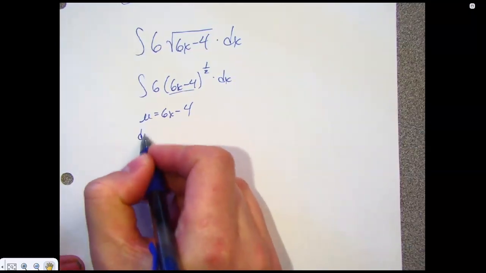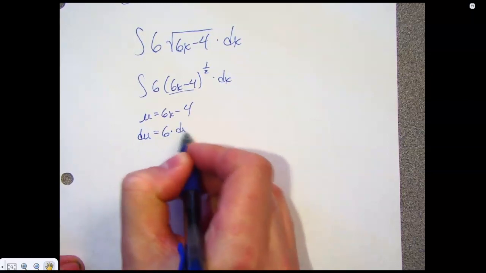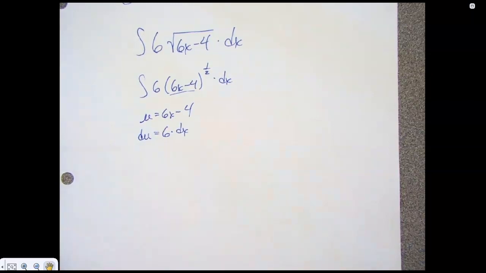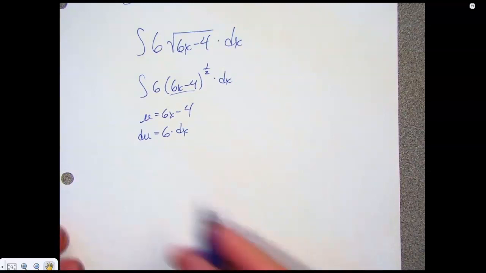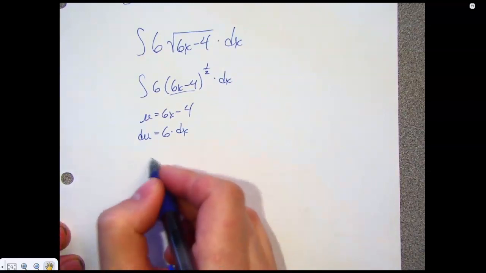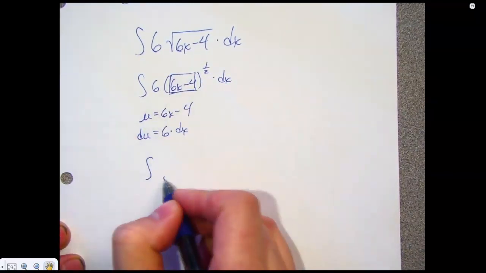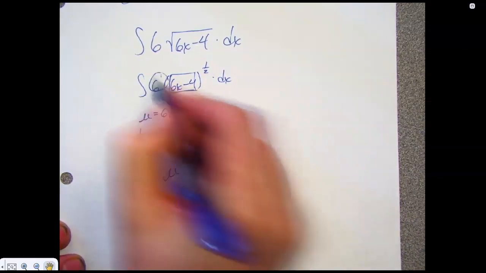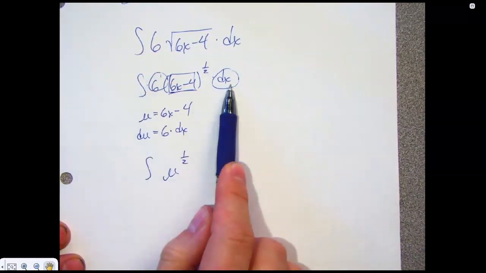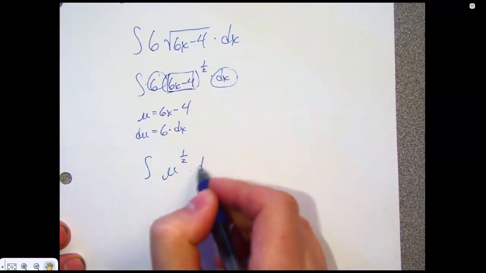Then I'm going to go, okay, du is then 6 times dx. So I'm skipping that, du over dx. And then I'm going to plug back in. So 6x minus 4 is u to the 1 half. And then the 6 and dx are just kind of separated now, but 6 times dx now has the value of du.